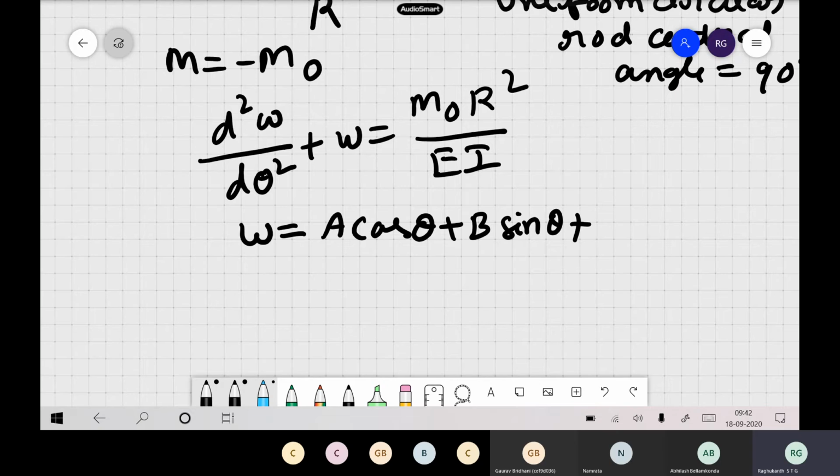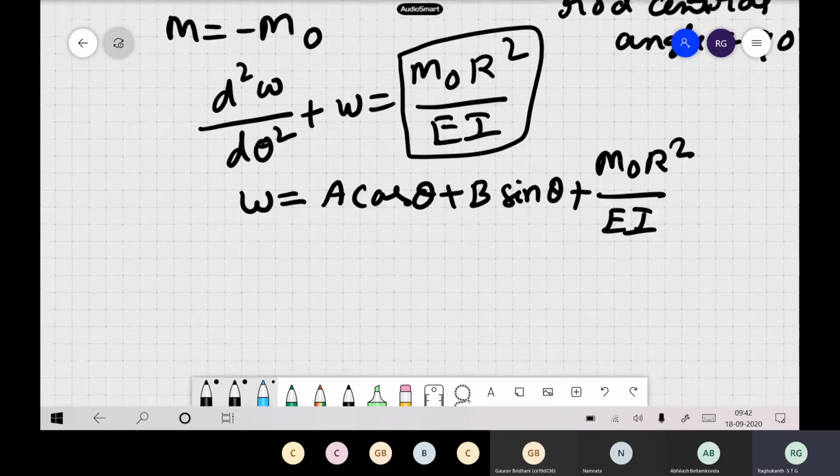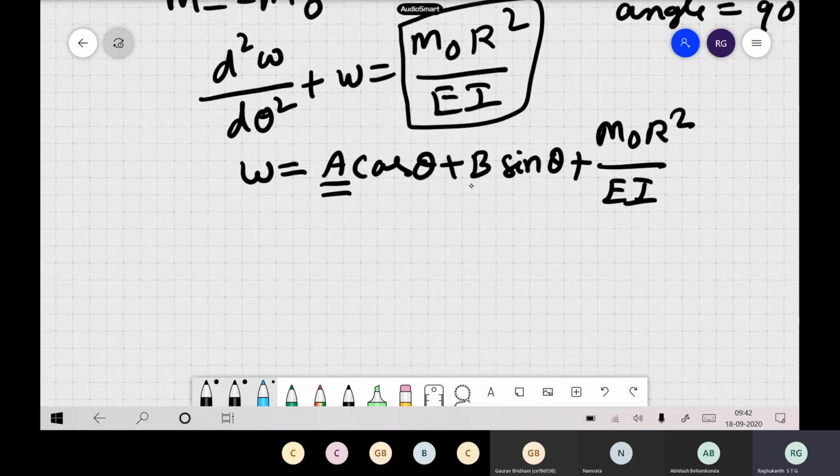Now what is the particular integral? By this time we should be able to write it ourselves. On the right hand side, you have a constant term, it is not a function of theta. So the particular integral can be written as M0 R² by EI. So this is our expression. Now you have two constants, A and B, which you have to find from the boundary conditions.